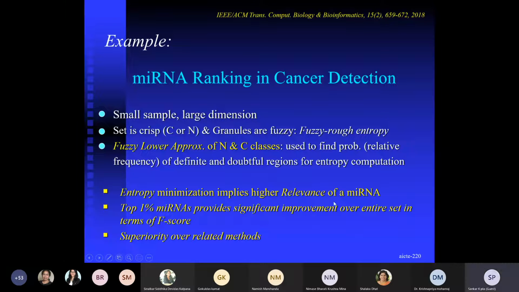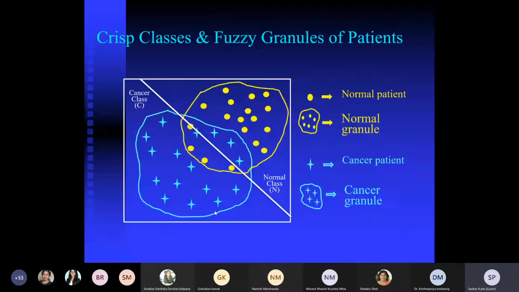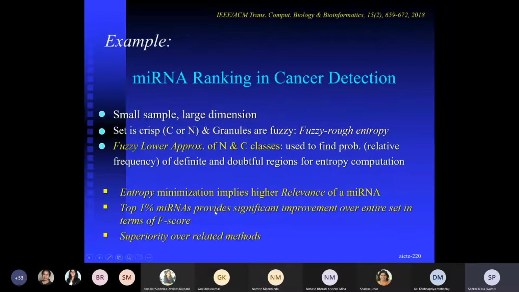We will show that 1% of microRNAs provides significant improvement over the entire set in terms of F score. This is a very interesting result. If you take all microRNAs, they are not capable of giving good index values. On the other hand, if you take the top 1% as determined by the relevance of the microRNA, that gives a better F score. What is F score? That I will explain later on.